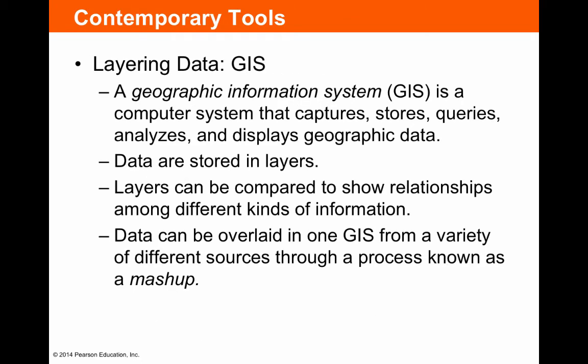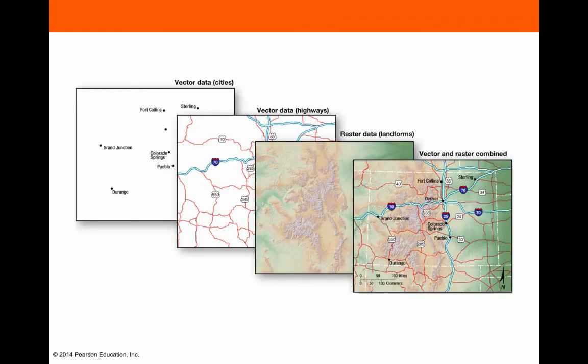Okay, moving on. GIS. So GIS is Geographic Information System. And this is a computer system that captures, stores, queries, so it asks questions of, analyzes and displays geographic data, and it stores all that data in layers. So let me show you some of those layers so that makes sense.